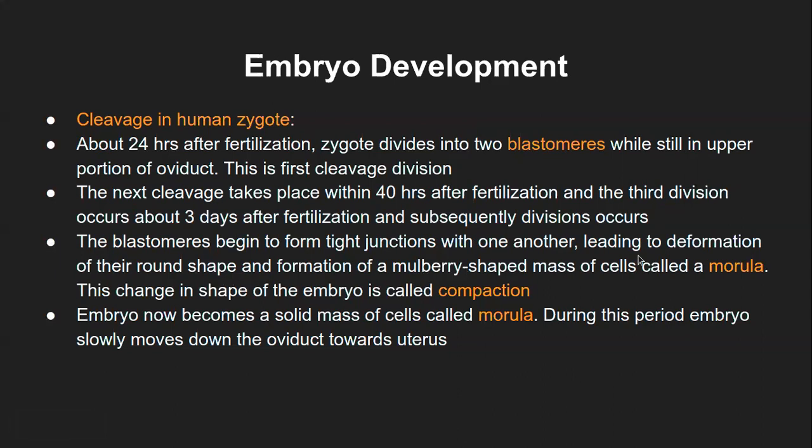Now, because of the tight junction formation, the cells are dividing, but they are not moving or growing in the space, because they are forming tight junctions. So tight junctions will hold all the cells within a very small place, and that is what leads to the deformation of the round shape and the formation of the mulberry shaped mass. I am sure everyone knows mulberry. It's like small cells clumped together, or you can even say something like grapes.